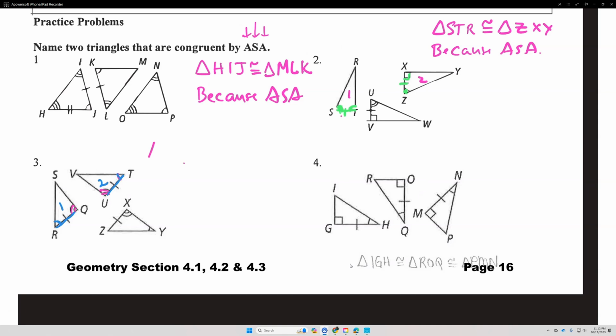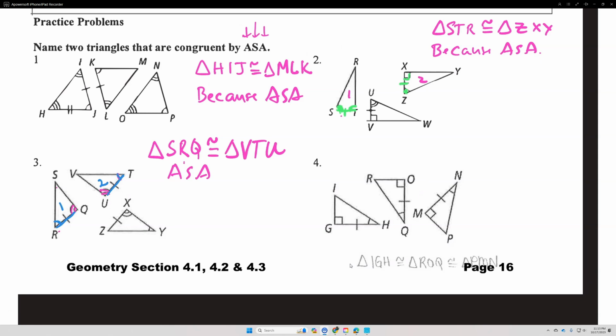So we have triangle SRQ is congruent to triangle. So remember, order matters. So we have S corresponding with V. We have R corresponding with U. And we know that Q is, no, I take that back. We have S corresponding with V. We have R corresponding with T. So let me make the correction here. This is T, and the last one is U. And we're going to say because of ASA, angle, side, angle postulate.